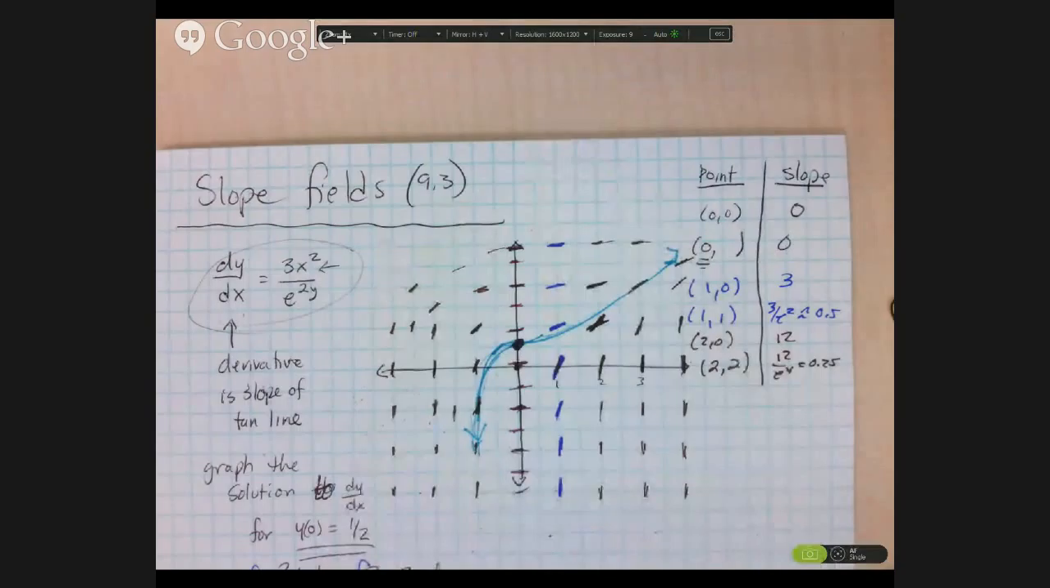So you get one point, and you always do it based on that. So that graph right there is the specific solution.